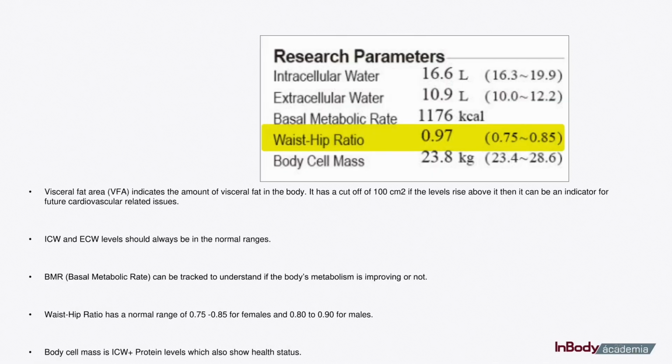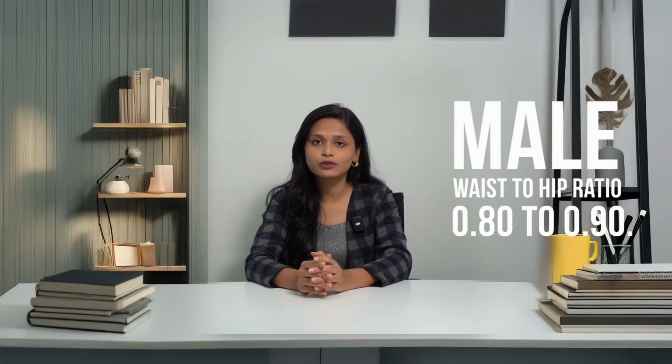Along with the visceral fat, you can also assess the waist to hip ratio of the individual. If she is a female, the waist to hip ratio has to be between 0.75 and 0.85. While if it is a male, the waist to hip ratio has to be between 0.80 and 0.90. If the waist to hip ratio is over these ranges and the visceral fat is also high, then there can be presence of future CVD related issues or endocrine related issues. That's why prevention is better than cure.